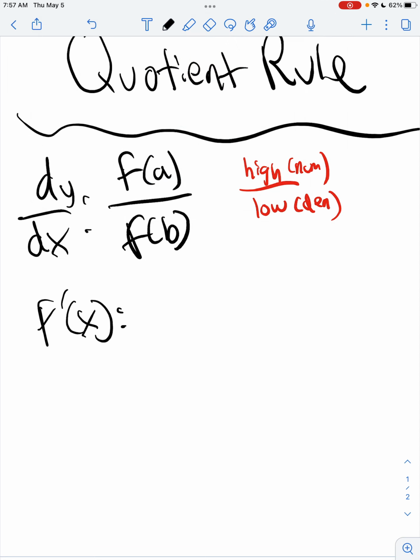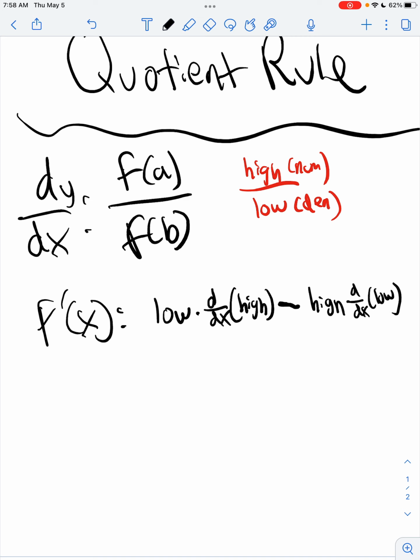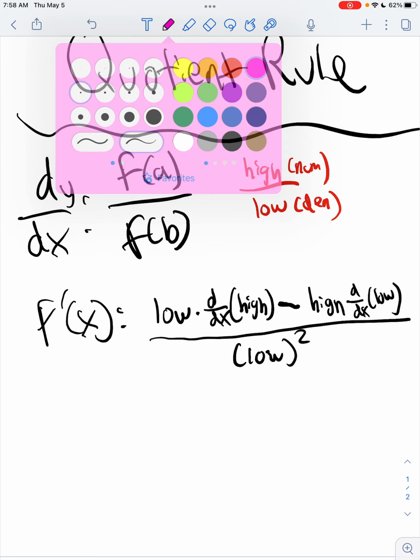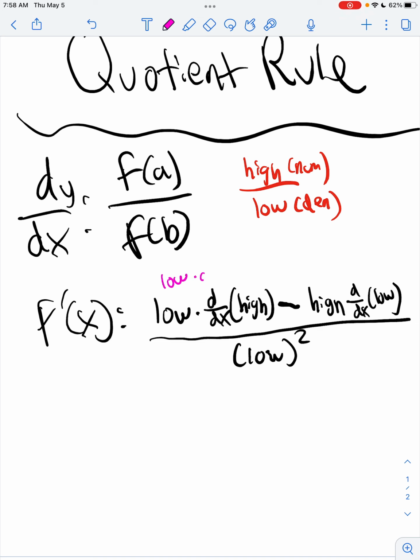So what we're going to do is take the low number times the derivative of the high number. Subtract the high number times the derivative of the low number, and then all of this is going to be over the low number squared. Now again, this seems like a lot. The saying that we say is low d high minus high d low, and over the square of low we go.